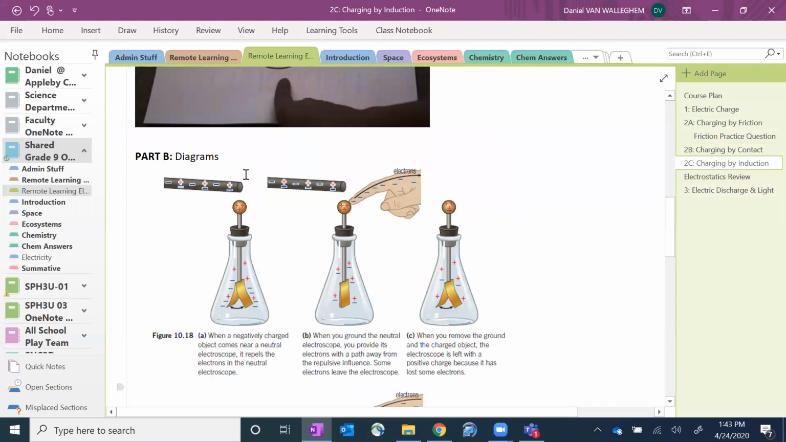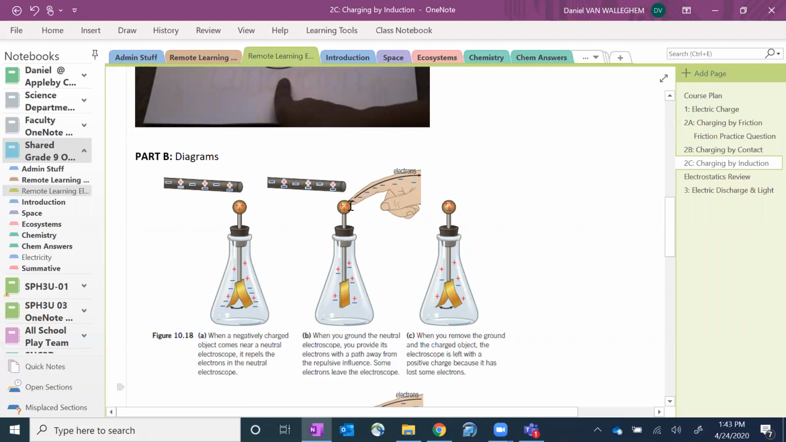So again, just in terms of what we're doing here, imagine this is the plastic rod that you just saw. We bring it close to the metal leaf electroscope. Electrons are repelled by the rod. They want to get as far away as they can, so they all flee to the bottom. The leaves become negatively charged and they repel each other.